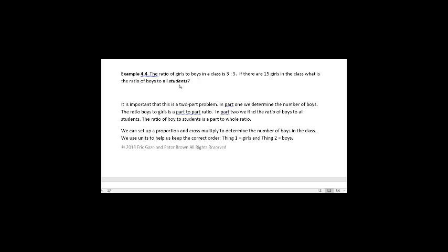So it says if there are 15 girls in the class, what is the ratio of boys to all students? All right. Now the problem here is that I have girls to boys, girls to boys, but I don't have all students. So I can't set up any kind of a ratio here to find the ratio of boys to all students because the units don't match.